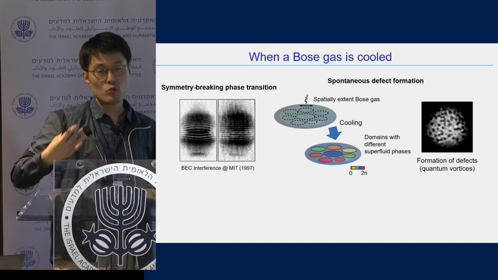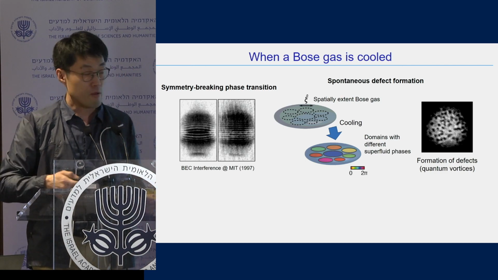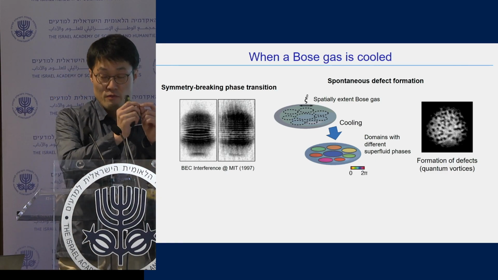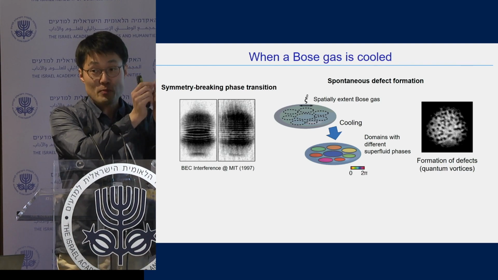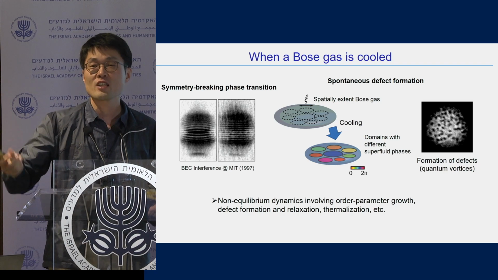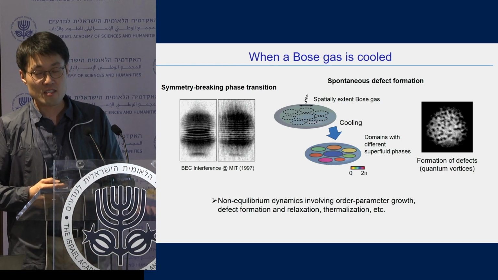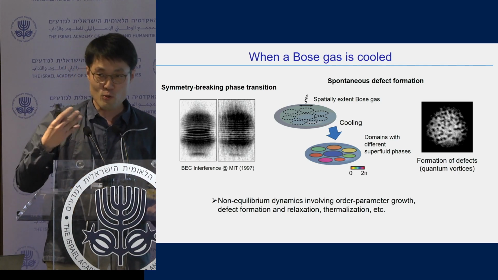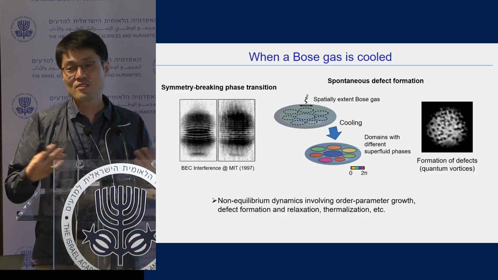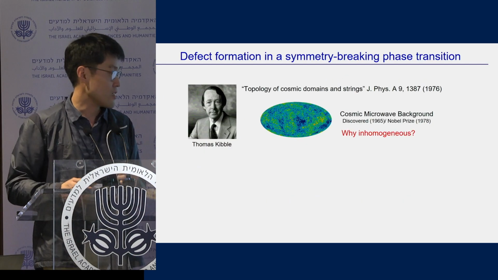Once the order parameter is well developed after this period, you would end up with defects in your system. Because at the interface between the multiple spatial domains with different superfluid phases, you would form quantum vortices. That's a possibility, right? This is the so-called spontaneous defect formation. It is a universal phenomenon whenever you deal with symmetry-breaking phase transitions. I also want to point out that this is very interesting non-equilibrium dynamics involving order parameter growth, defect formation and relaxation, and also thermalization issues. Once we have a better understanding of this critical phase transition dynamics, it would definitely help us understand quantum dynamics better.